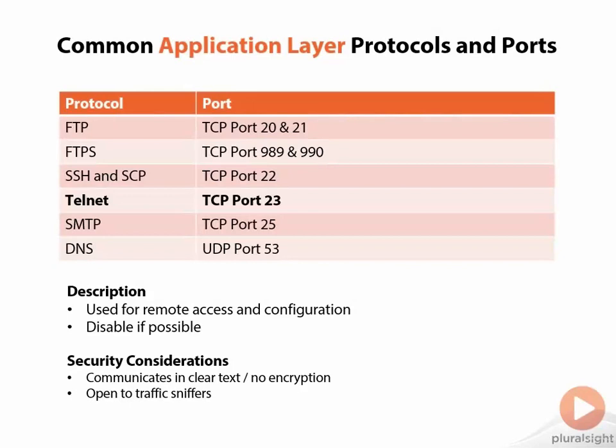The next one is Telnet, and as I mentioned, Telnet is very similar to SSH in the fact that we can remotely configure devices: routers, switches, other PCs, servers, things along those lines. However, Telnet is an insecure protocol, so disable it if possible. It goes over TCP port 23, and it sends information in clear text. Again, it's really a bad practice, especially if we're trying to communicate to servers or things outside of our internal network. It's also open to traffic sniffers, things like network monitors, Wireshark, and so on and so forth.